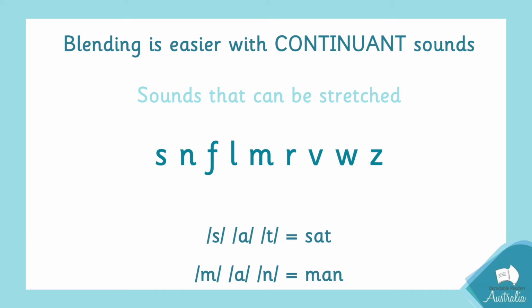What I mean by that is words like sat has a continuant sound to begin with. Sat, sat. Okay, so we've got our phonemic awareness activities. Once we've done that and we have an understanding that our students are ready to blend with the graphemes, we can start to word build.